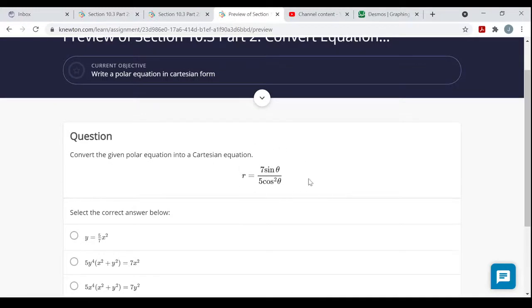All right, so here I am given this equation and asked to convert to Cartesian coordinates. Convert it to an xy equation. All right, so let me write this out on paper.